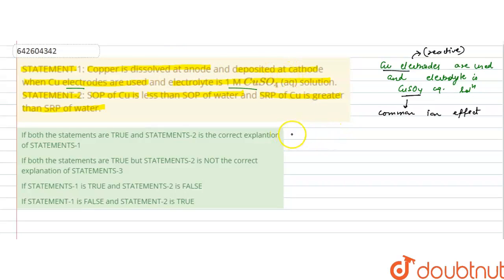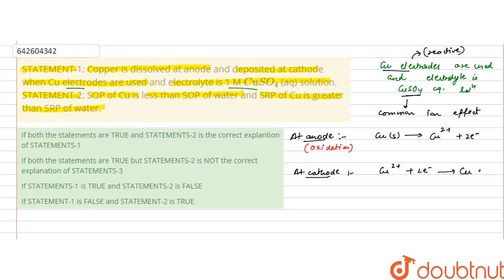So the reactions at anode and cathode are: at anode the copper electrode is dissolved to give Cu2+ ions and electrons. This is the oxidation reaction at anode. And at cathode, copper is being deposited. It means Cu2+ ions, by accepting electrons, form solid copper. It means copper is being deposited at cathode.